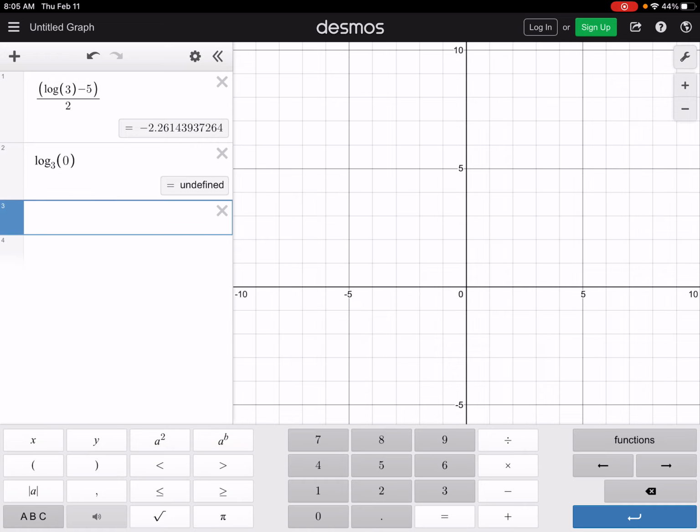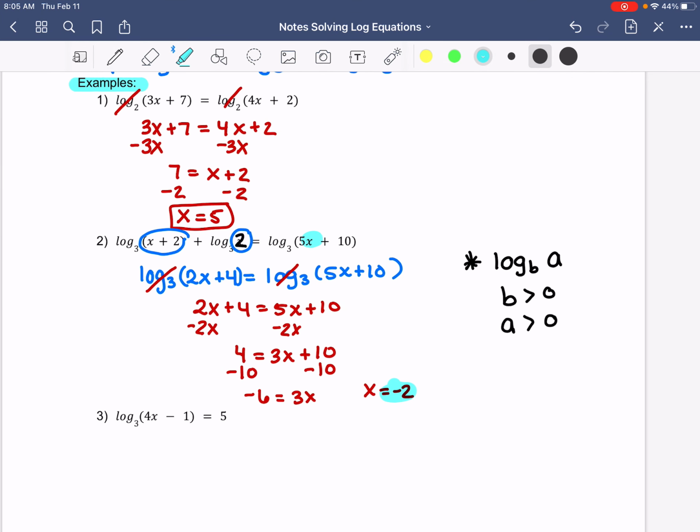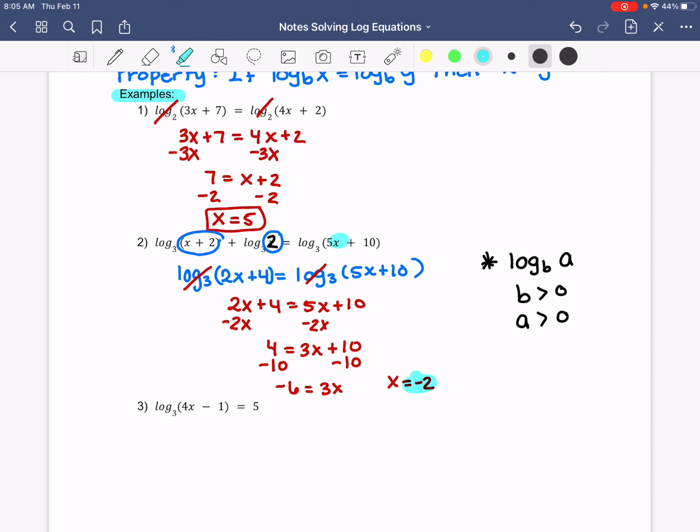You can't have a log base that's negative either. You can't do negative 2 and then 4 here. It's undefined. So your log base has to be greater than 0 and your a has to be greater than 0. So this number negative 2 actually doesn't work. We actually have no solution.